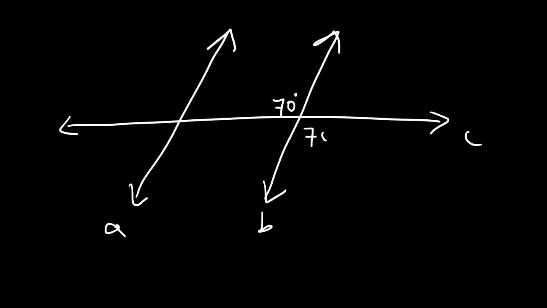So this must be 70 as well. And these two angles are supplementary. 180 minus 70 is 110. So this is a vertical angle, so these are congruent. This angle corresponds to this angle, so that's 110, which means this is 110, and this is 70, and that is 70. So you can quickly find all the angles for a problem like this.